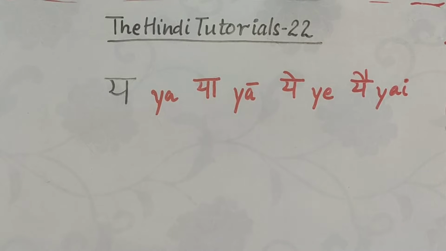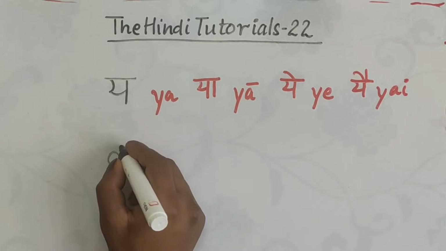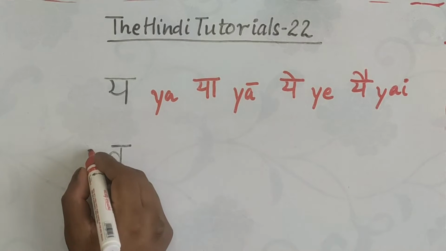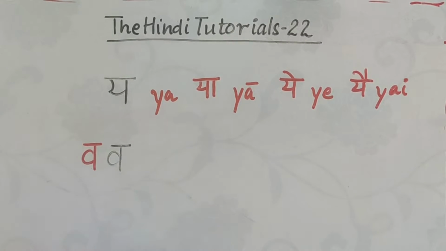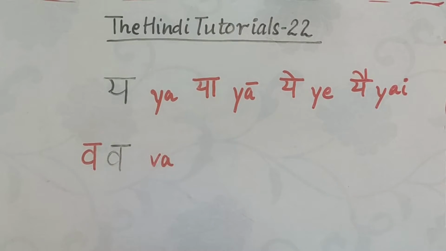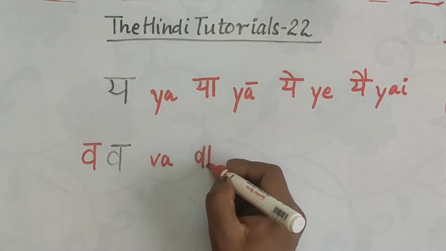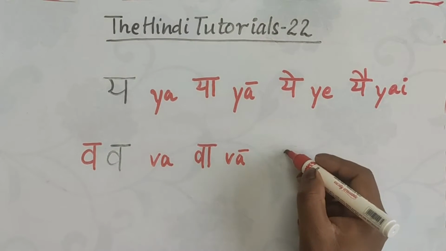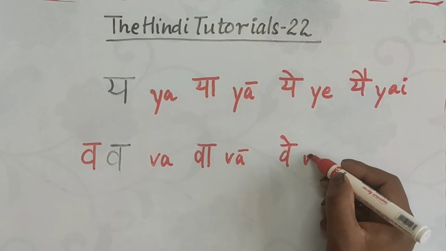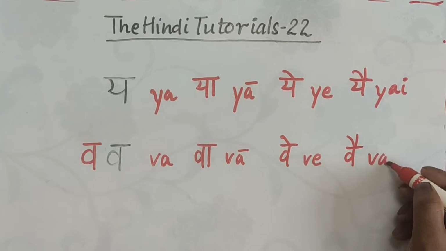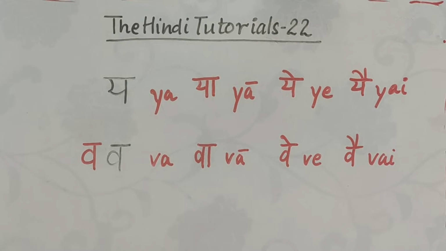The next one is v. This becomes va. This becomes ve and ve.